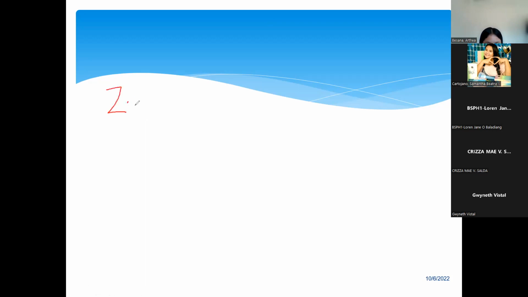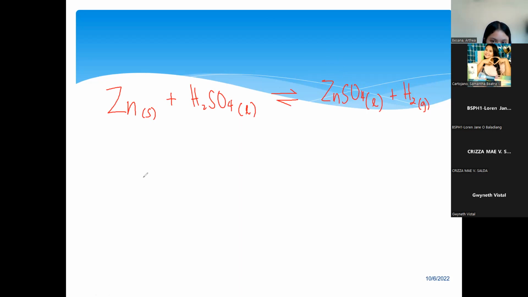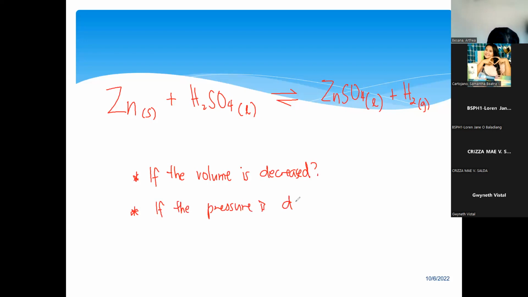So you have here zinc plus sulfuric acid yielding zinc sulfate plus hydrogen. Okay, so this is our chemical equation. So what will happen if the volume is decreased? And what will happen if the pressure is decreased also? We'll just have to identify.